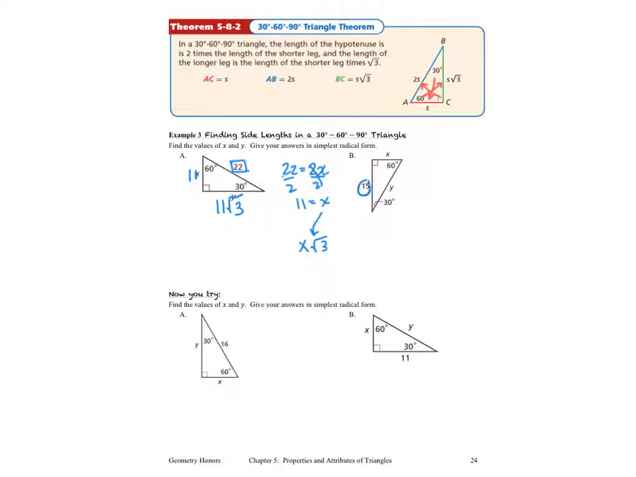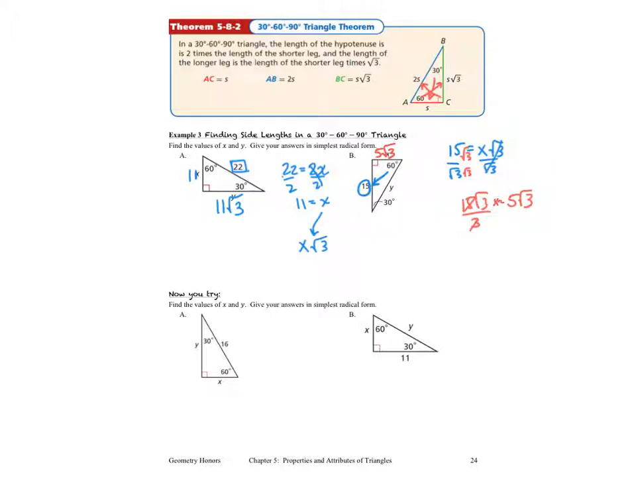Okay, so I was provided the 15, which is across from the 60. So I'm going to set 15 equal to x radical 3. Divide both sides by radical 3. Rationalize the denominator by multiplying top and bottom by radical 3. And I end up with 15 radical 3 over 3. Simplify that and we get 5 radical 3. So I know that x is equal to 5 radical 3.